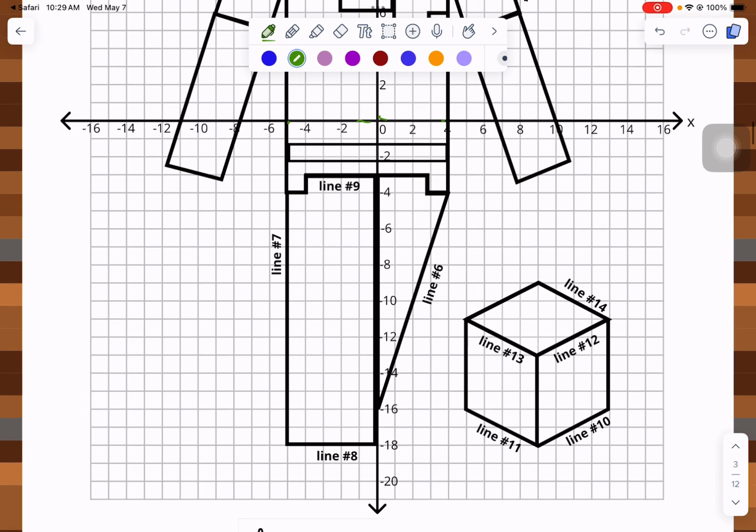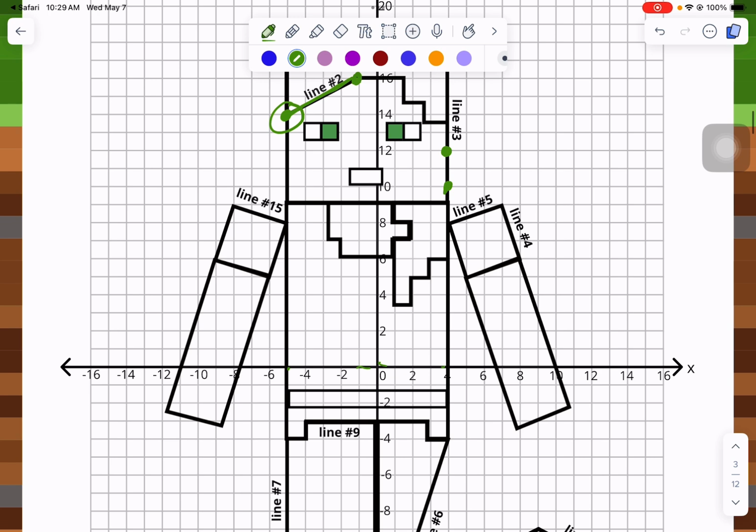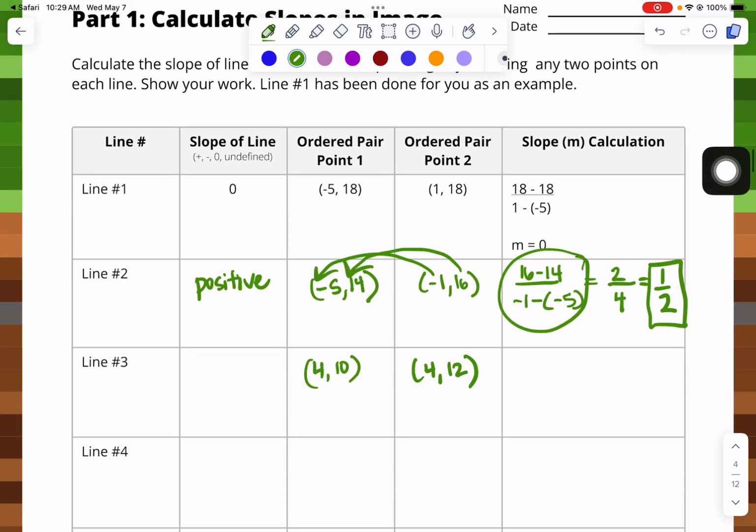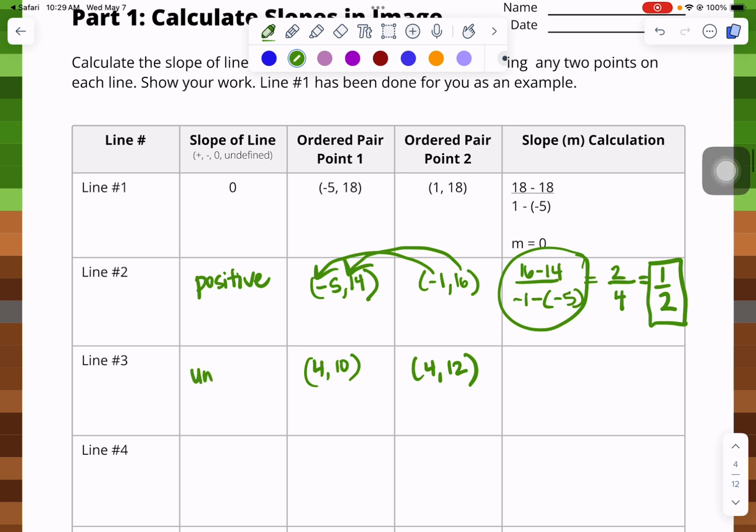And we know it is a vertical line, and if you remember, any vertical line always has an undefined slope. So we know that this is undefined, right? And then let's just go the opposite direction.